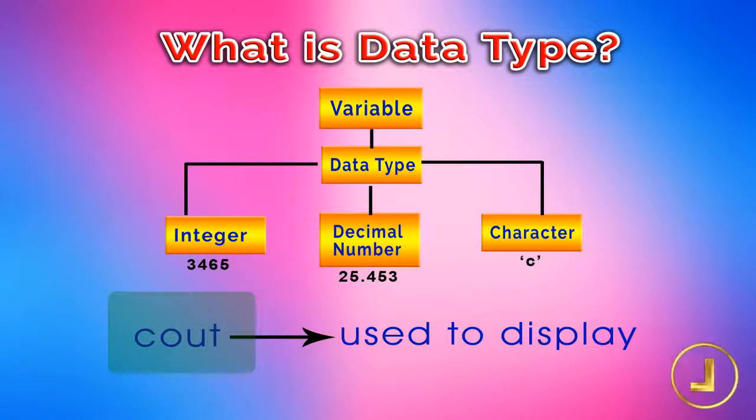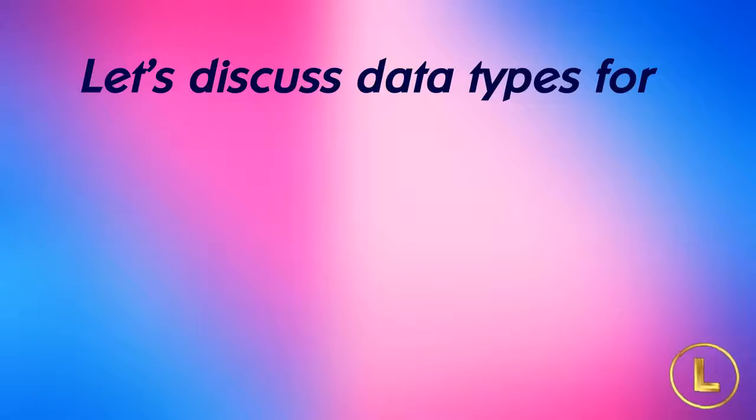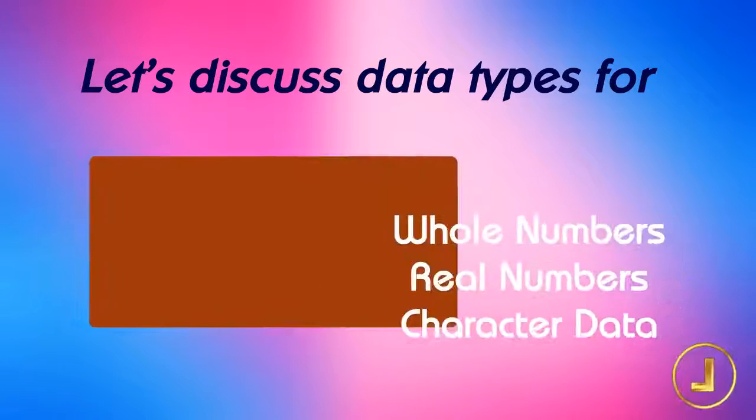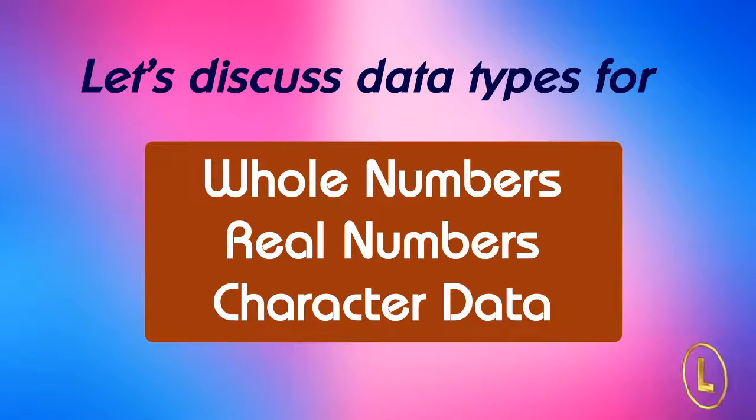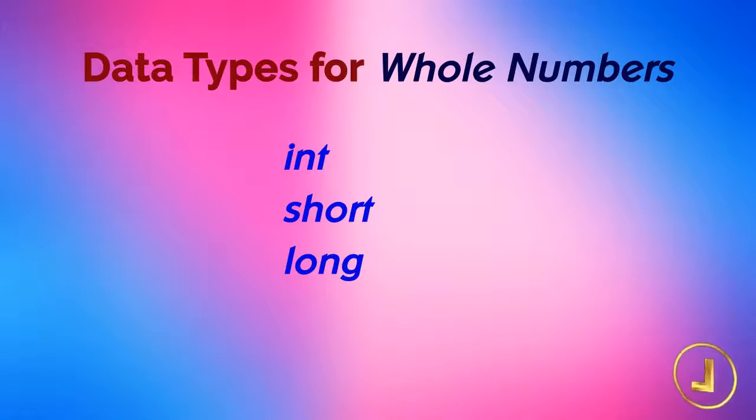There are a few data types in C language. These data types are reserved words of C language. The reserved words cannot be used as a variable name. Let's take a look into the different data types that the C language provides us to deal with whole numbers, real numbers and character data. The C language provides 3 data types to handle whole numbers: int, short, and long.